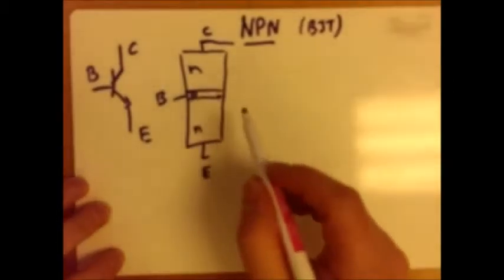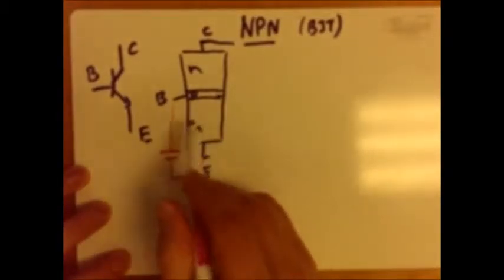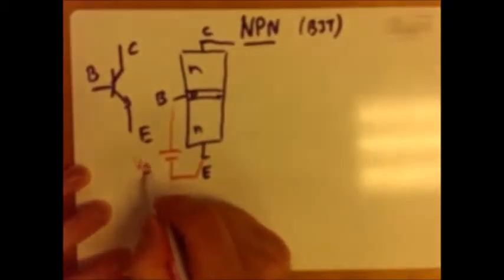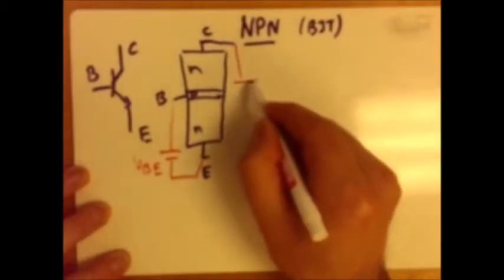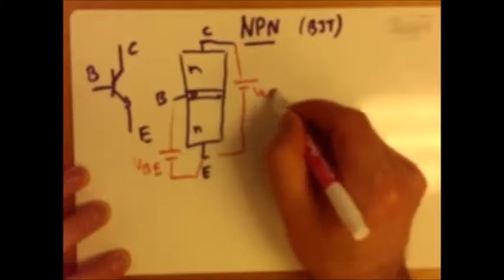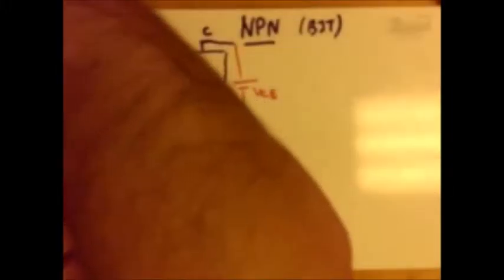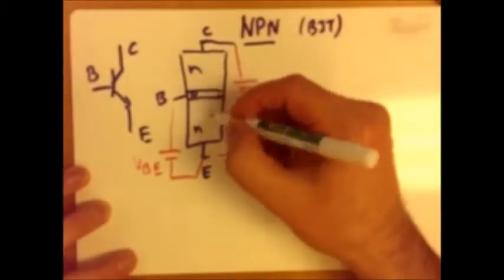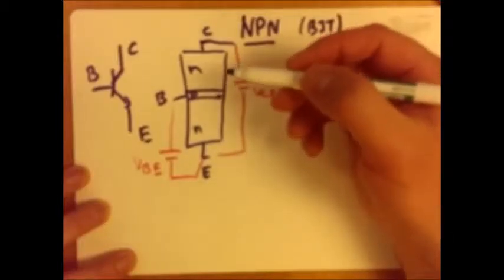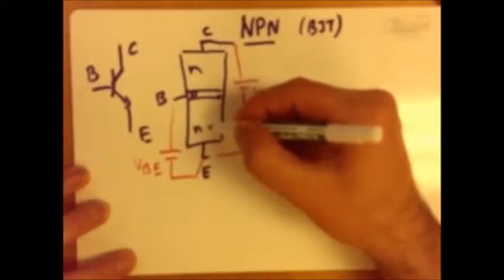So the way we bias it, we put a voltage source in between base and emitter, that's your VBE, and another one between collector and emitter, so that's going to be your VCE. What happens in the transistor is that the N area is an electron-rich area and the P area is a hole-rich area, so more positive charges in the B and more negative charges in the E.